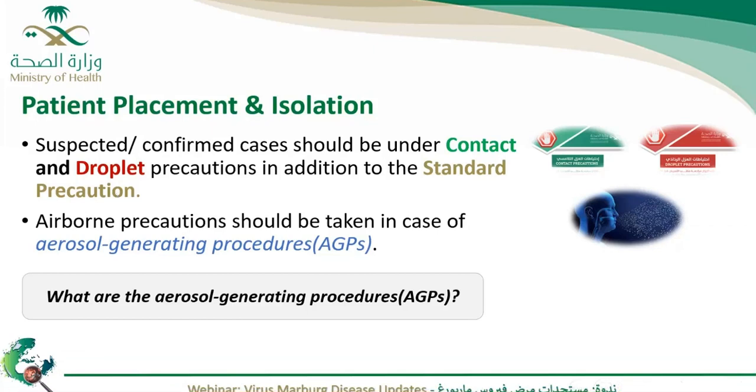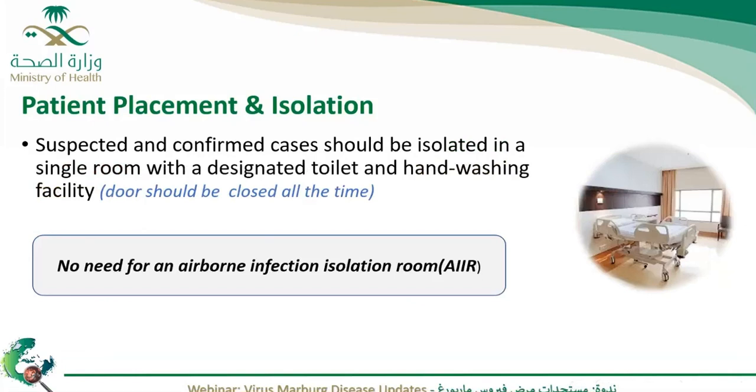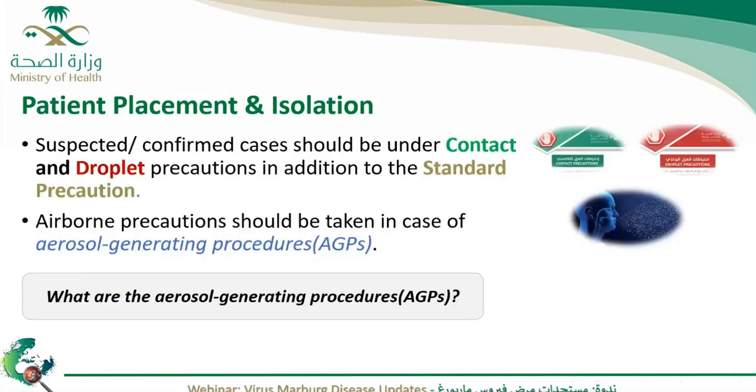We should know what an aerosol generating procedure is, its definition, and some examples. It is any medical procedure that can release aerosols from the respiratory tract, and this increases the risk of transmission. Some examples of AGPs are bronchoscopy, cardiopulmonary resuscitation, manual ventilation, and tracheal intubation. These are all examples of aerosol generating procedures.